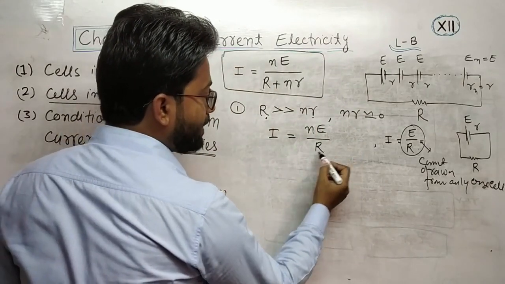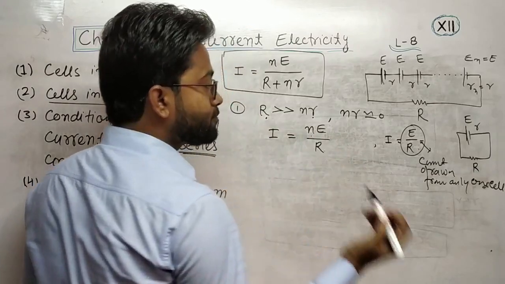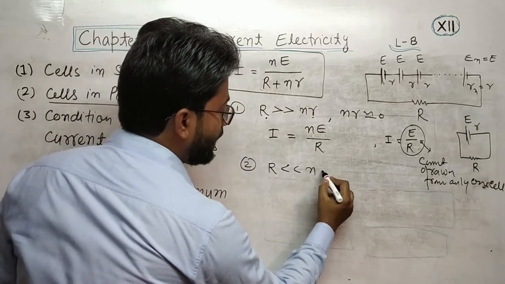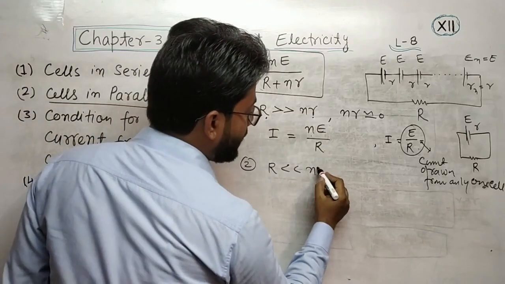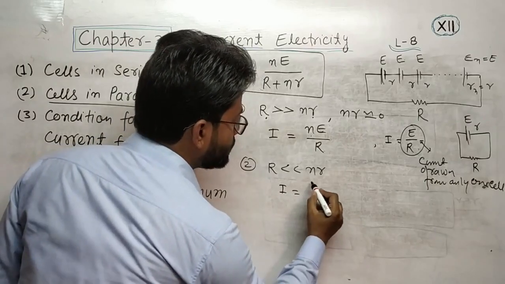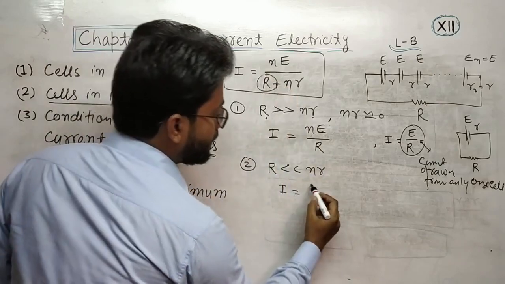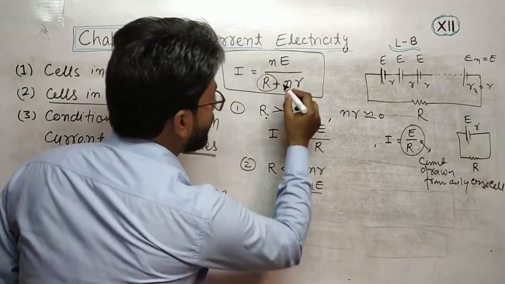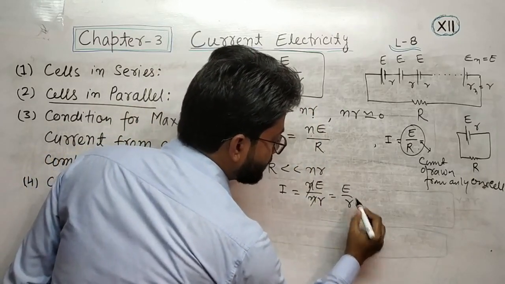E upon R is the current drawn from only one cell, and N is the number of cells. The second point is when R is very much smaller than nr. What will happen? I will be equal to NE upon NR, because this portion will be 0. And N cancels, giving E upon R.